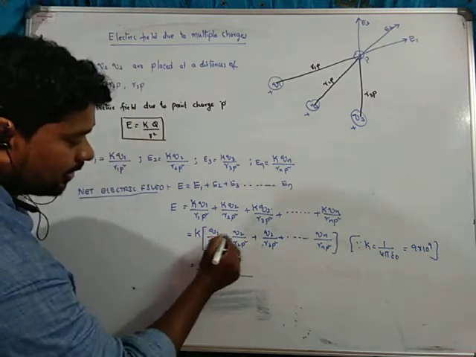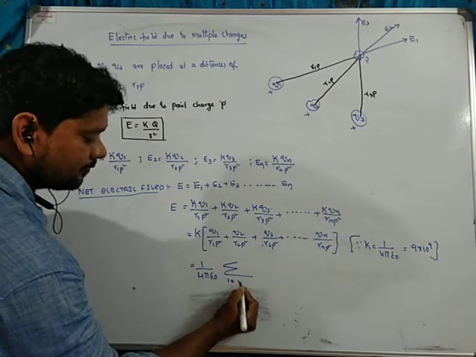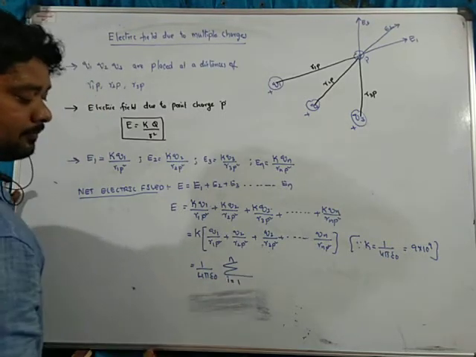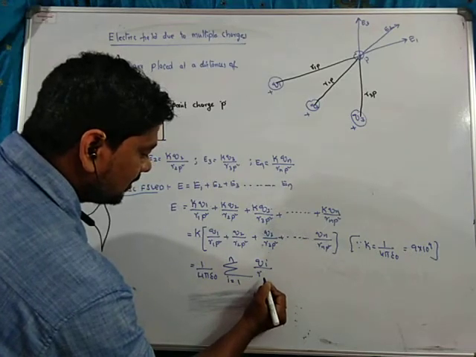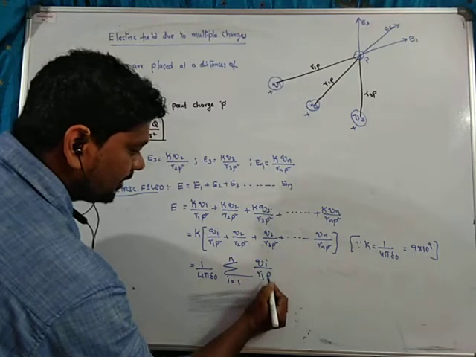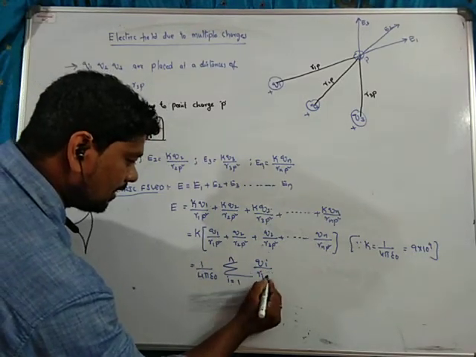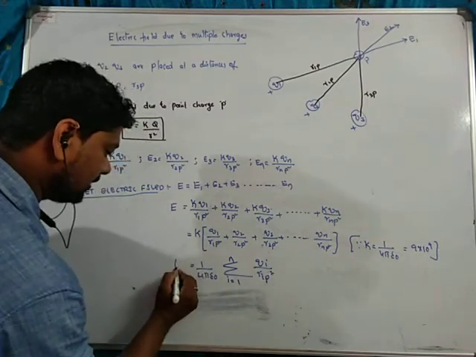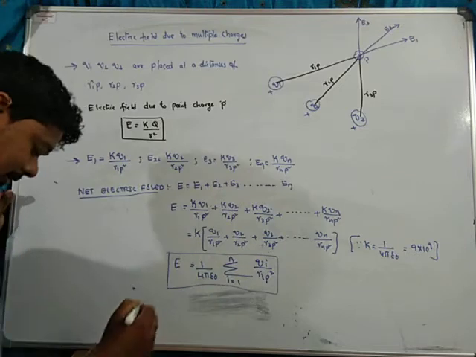So we are writing theoretically 1 by 4 pi epsilon naught, and we are taking sigma format. Sigma here goes 1, 2, 3, and so on up to n. That is, i goes from 1 to n, Q of i divided by R of iP whole square. This is the electric field for multiple charges.